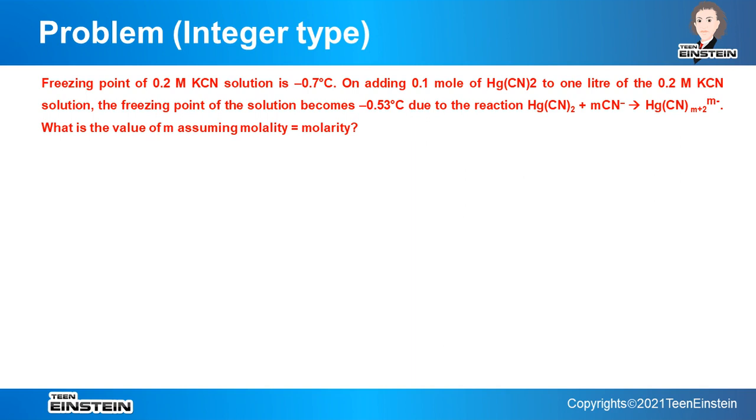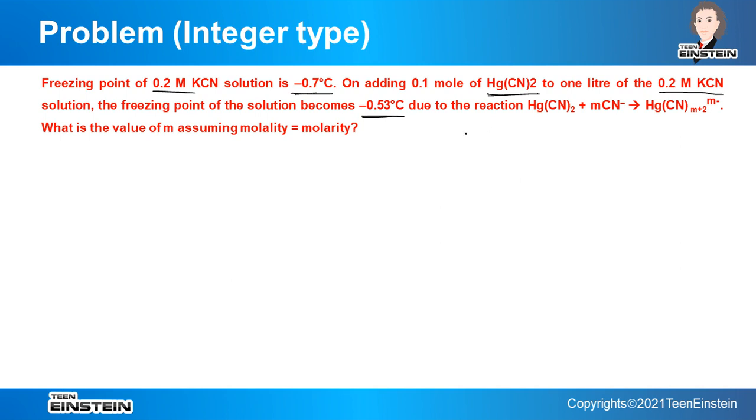Integer type of question. Freezing point of 0.2 molar KCN solution is minus 0.7 degrees centigrade. Now to this potassium cyanide we are adding Hg(CN)2, another cyanide compound, where the anion is the same, cyano, but the cation is different. So on adding 0.1 mole of this new cyano compound, mercury cyanide, to 1 liter of this 0.2 molar KCN solution, now the freezing point is increased. It is minus 0.7 degree, that is a very low value, but compared to that, minus 0.5 now is towards 0, that is comparatively a higher value.